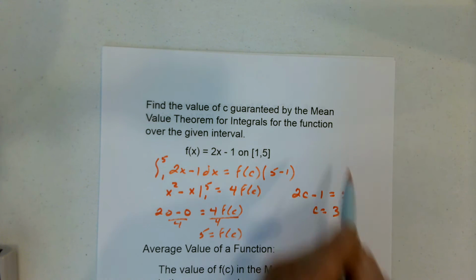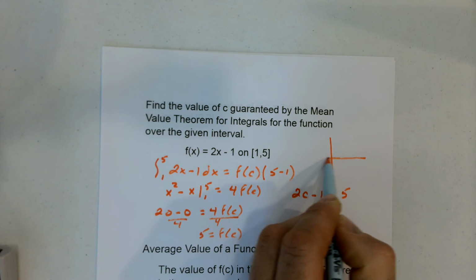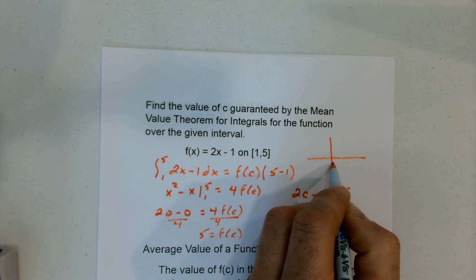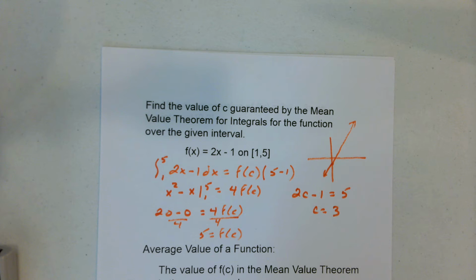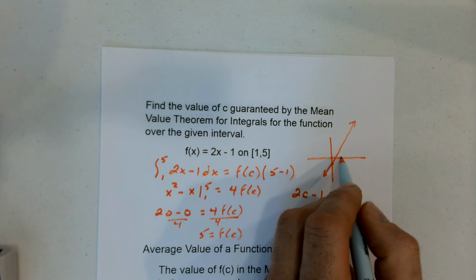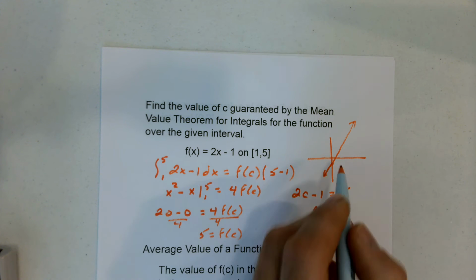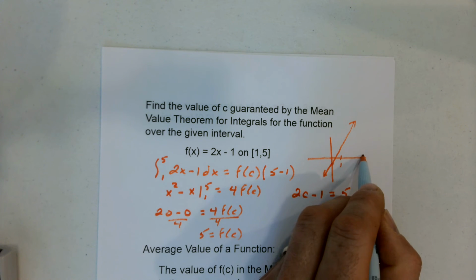So what does that tell us? Well, that tells us that if I were to graph 2x minus 1, which hopefully most of us know looks like this, the area between 1, which would be over here a little bit, and 5.